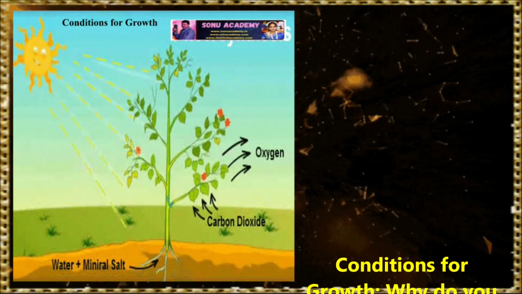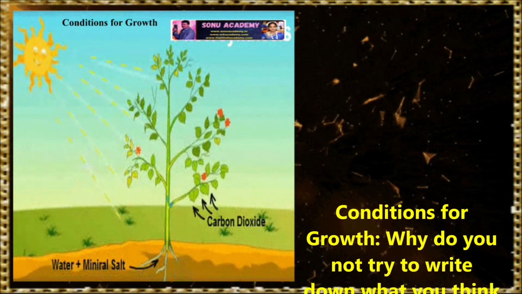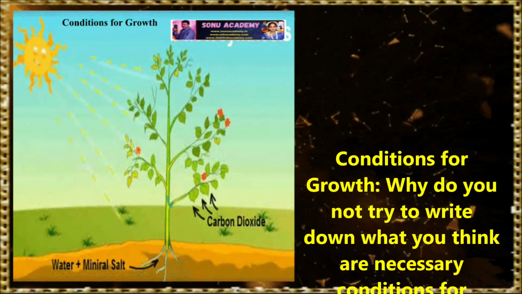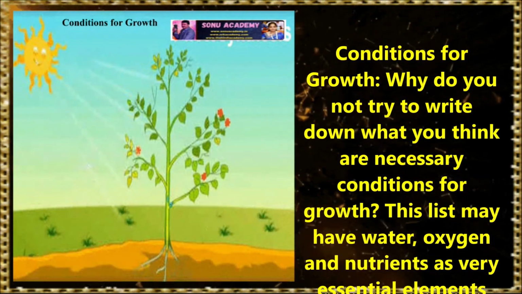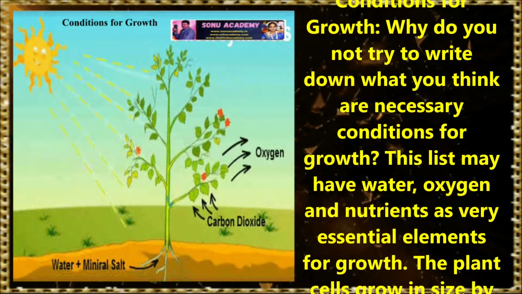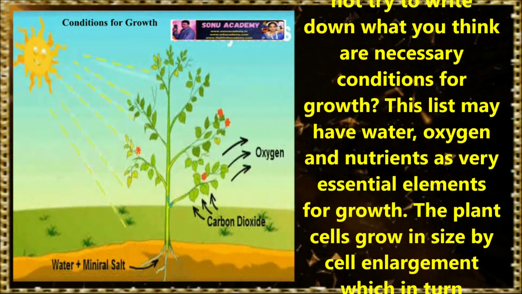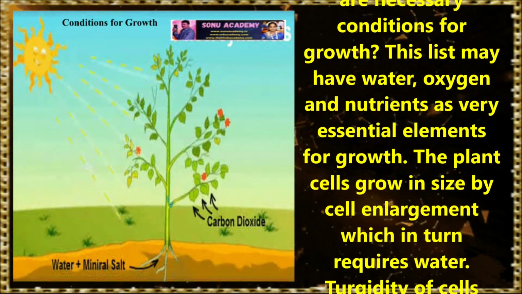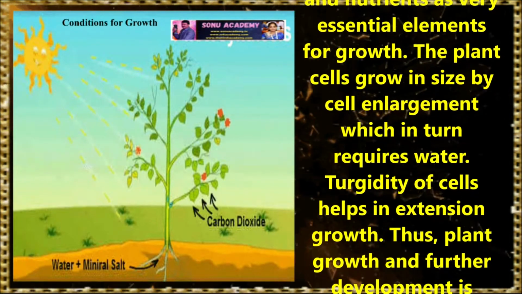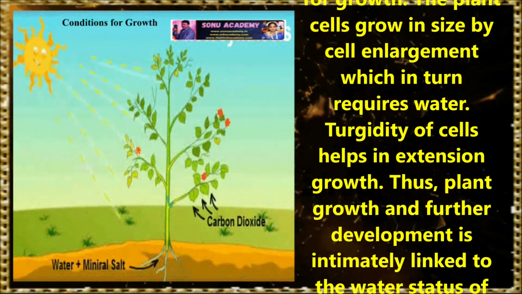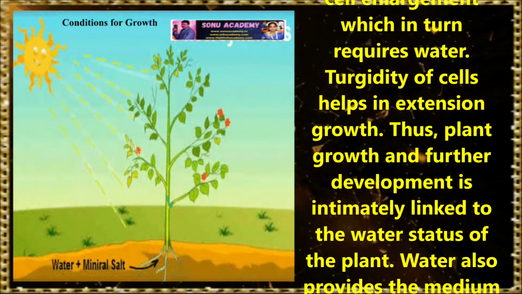Children, now let us discuss the conditions for growth. Why do you not try to write down what you think are the necessary conditions for growth? This list may have water, oxygen and nutrients as very essential elements for growth. The plant cells grow in size by cell enlargement, which in turn requires water. Turgidity of cells helps in extension growth.